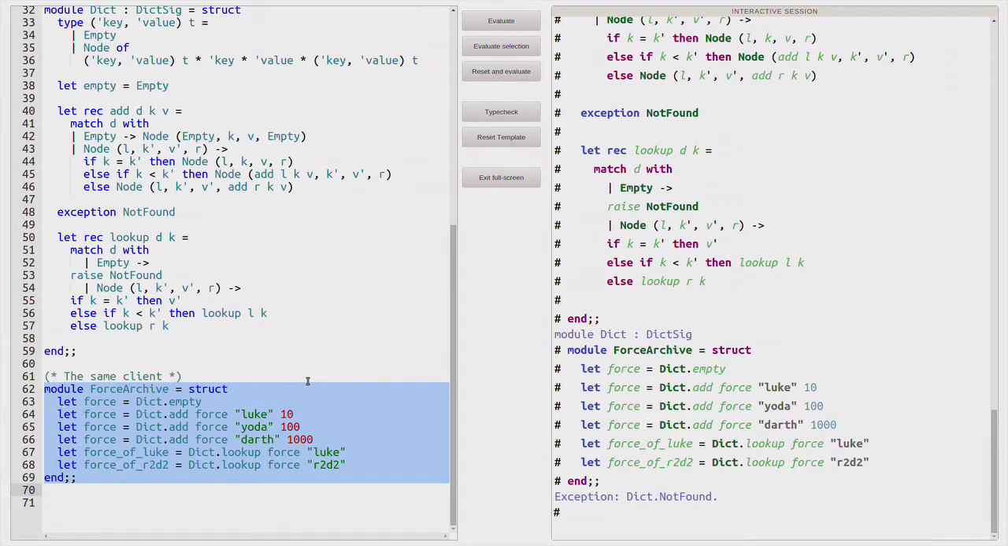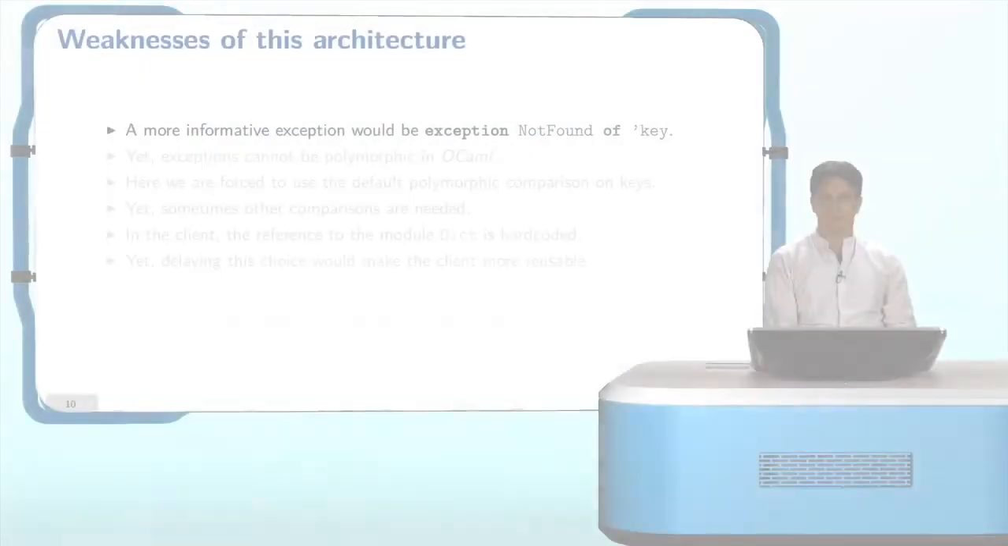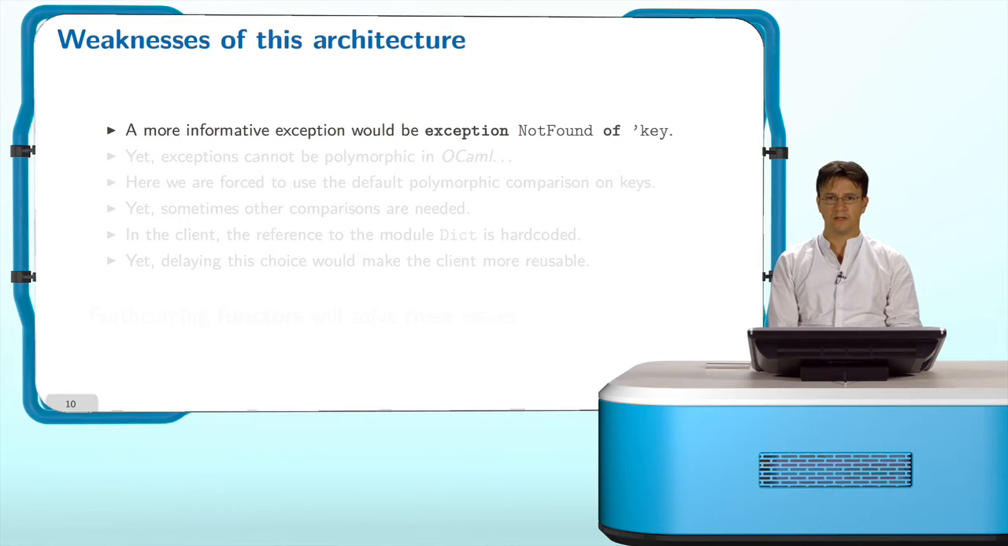Just a final remark. Notice that when I evaluate this module, the exception Dict.Not_found is raised. So one of the lookups here failed. But the exception is not really informative, because I would have loved to have here the name of the key that was not found in the dictionary. So all this modular programming is very nice, but still, some points can be improved.